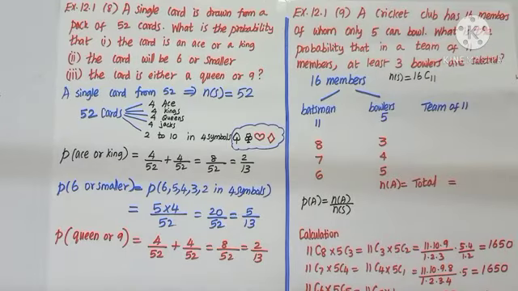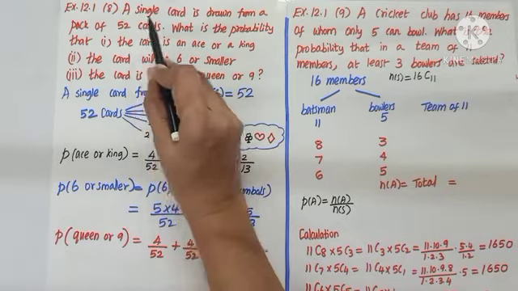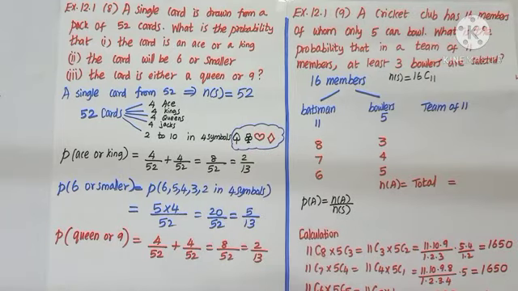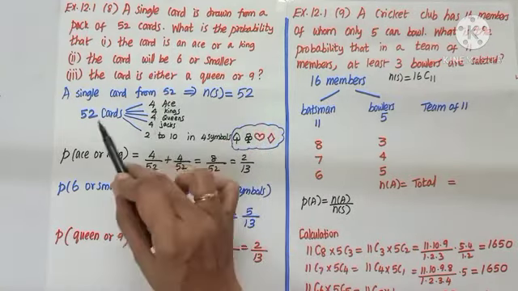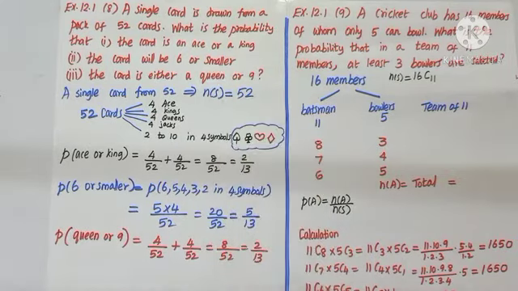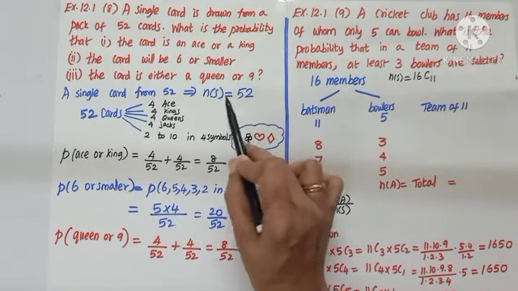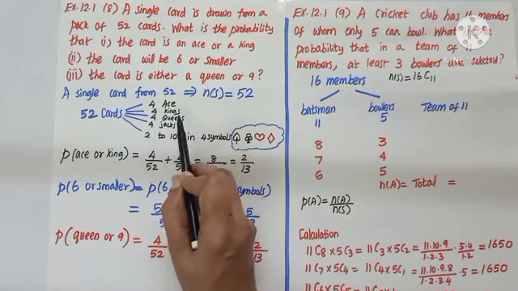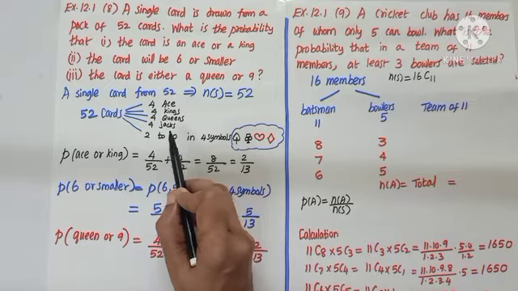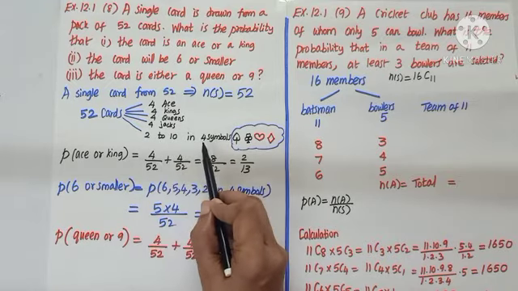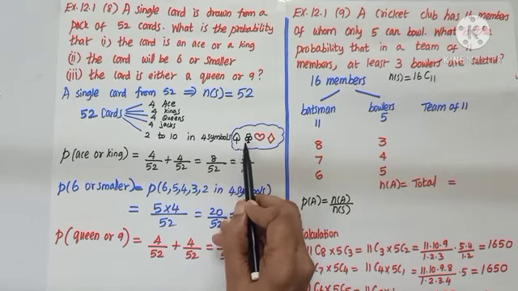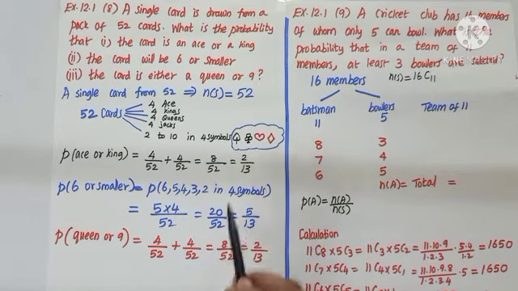Question number 8. A single card is drawn from a pack of 52 cards. A card from 52 tells us N of S is 52. What is the probability that the card is an ace or a king? When I say the 52 cards, we should remember there are 4 aces, 4 kings, 4 queens, 4 jacks and the numbers from 2 to 10 in all the 4 symbols. The 4 symbols are spade and club in black, heart and diamond in red.